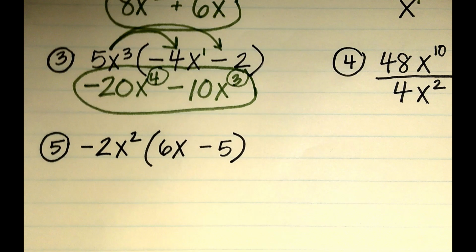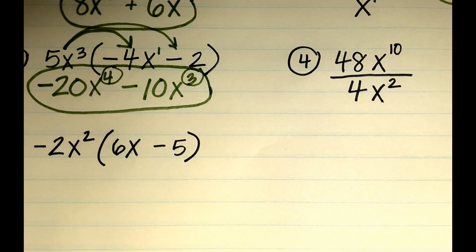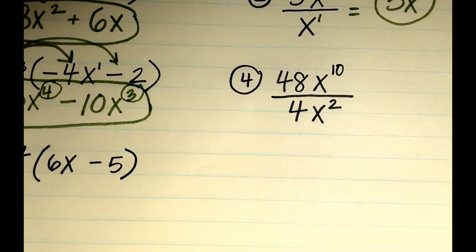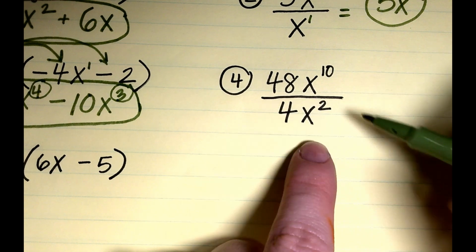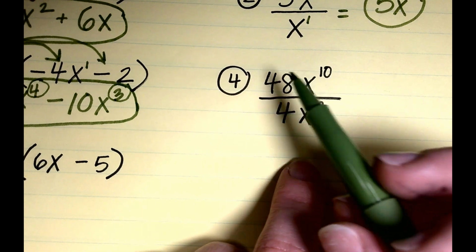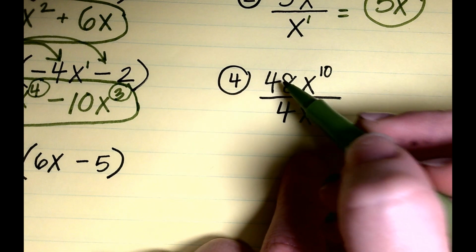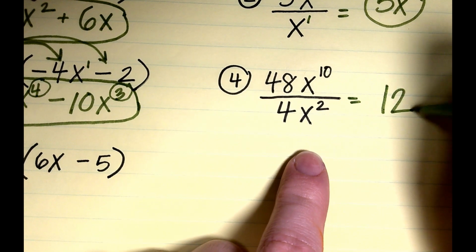All right. Let's look at number 4. What operation will we use here? Division and basically subtraction. So first, what do we do? 48 divided by 4. Perfect. 48 divided by 4 is 12.